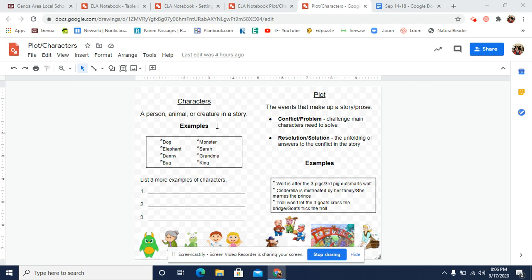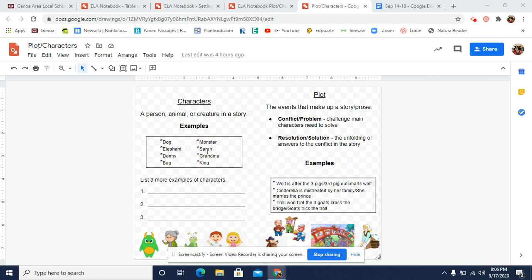Okay, so the characters are a very important part of the story, obviously. And a character doesn't have to be human. It just has to be a character, whatever the story is about, someone who is interacting in the story. So it could be a person, animal, or a creature. Okay, so I gave you some examples here. Now I know that you guys know tons of characters.